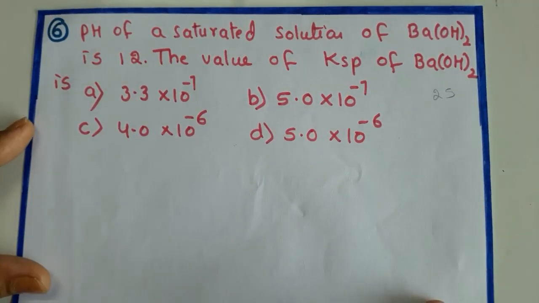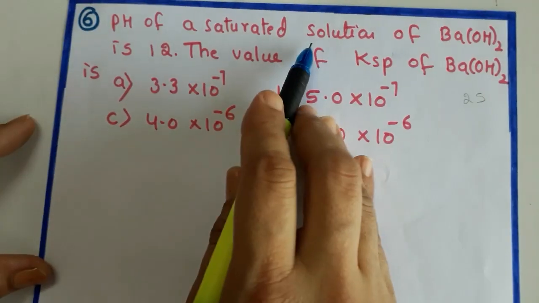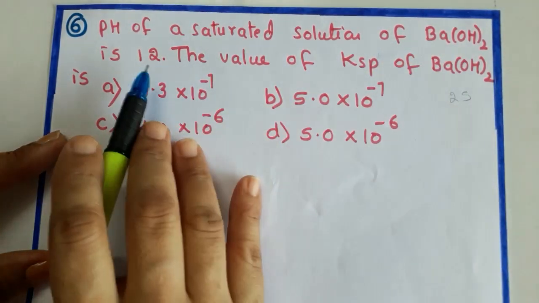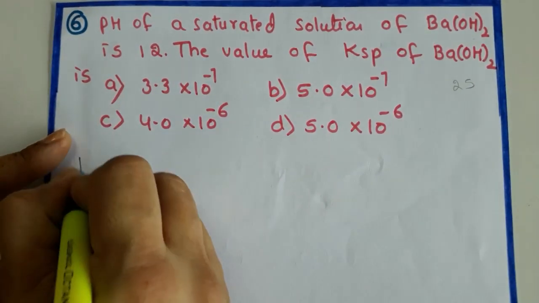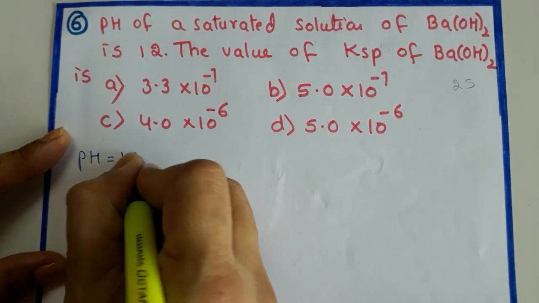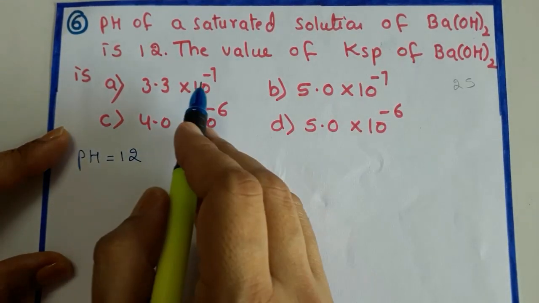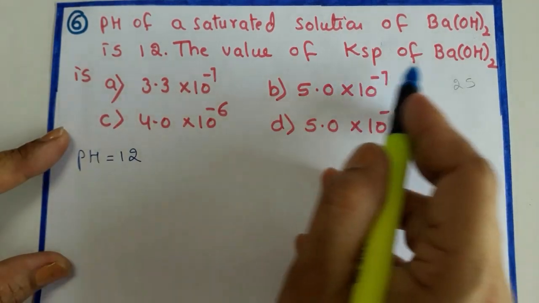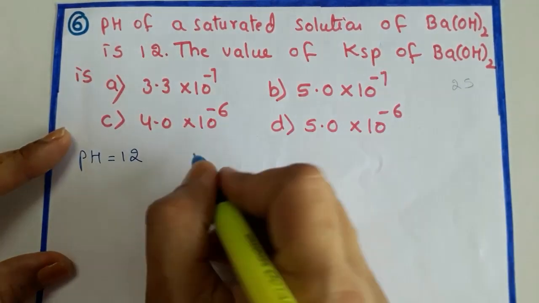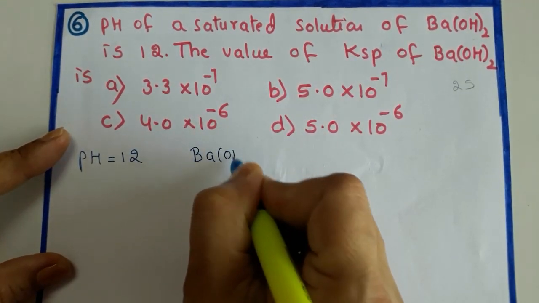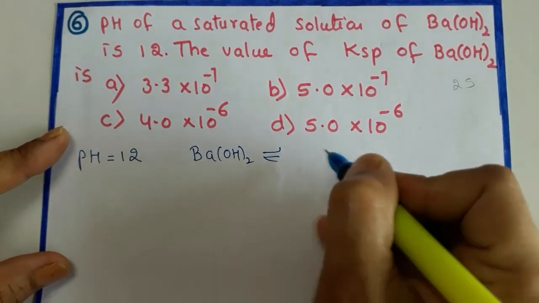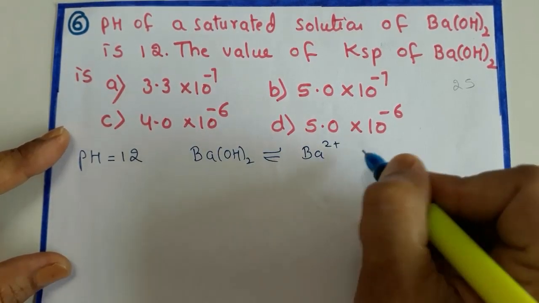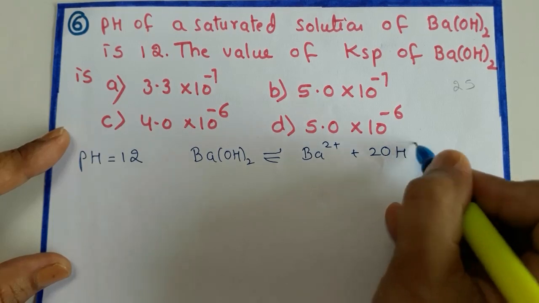Here we have another question. pH of a saturated solution of barium hydroxide is 12. It means pH is equal to 12. Now what is the question? The value of Ksp of barium hydroxide. Now whenever Ksp value is asked, first we will write the reaction: Ba plus 2 and 2OH minus.